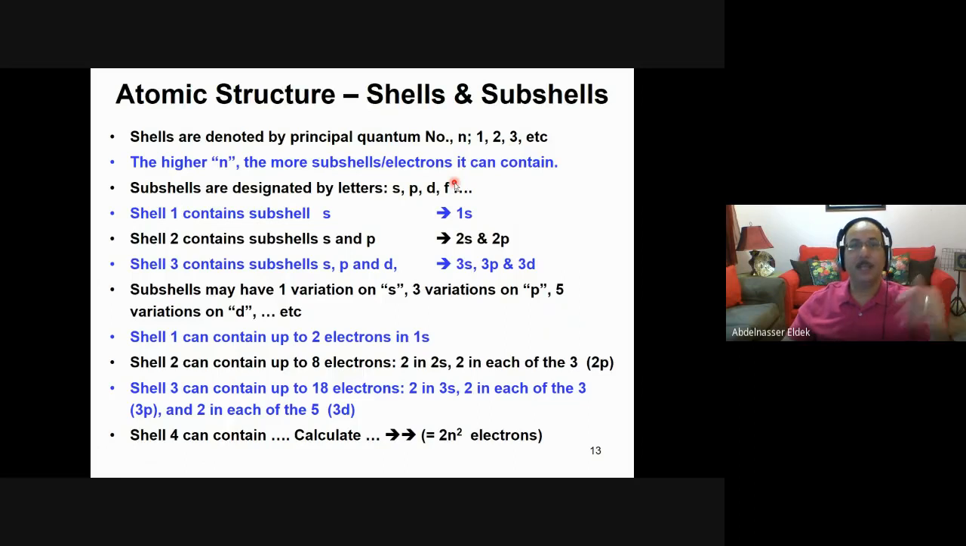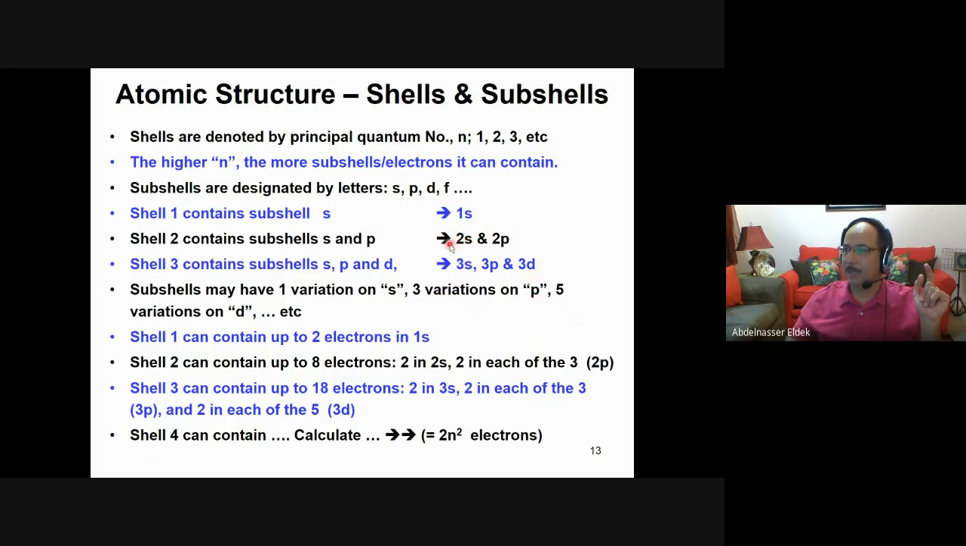Okay, and each subshell has a number of orbitals, let us call them here. For example, subshell S has only 1. Subshell P can have 3. Subshell D has 5. Subshell F has 7, and so on. Okay, so it's a little bit complicated, as I said. So again, a subshell may have only one variation for S, but 3 variations for P.